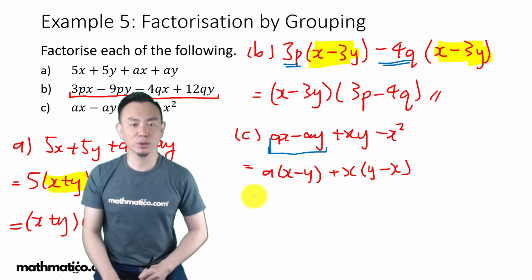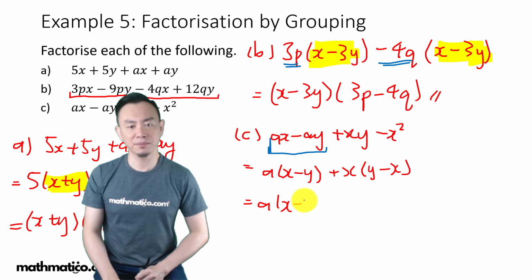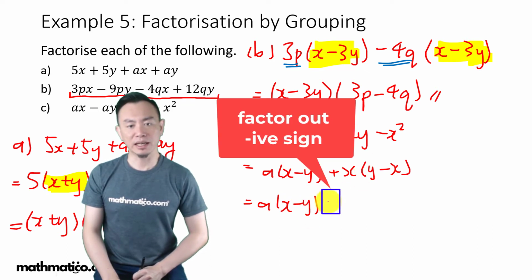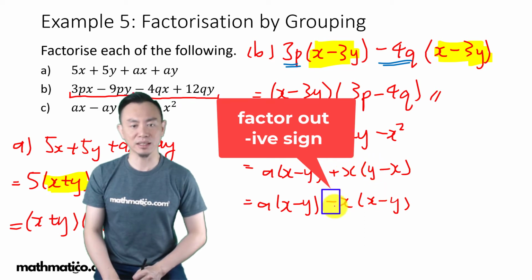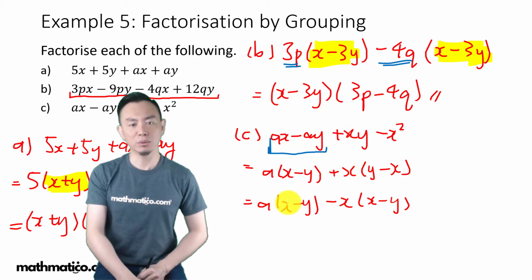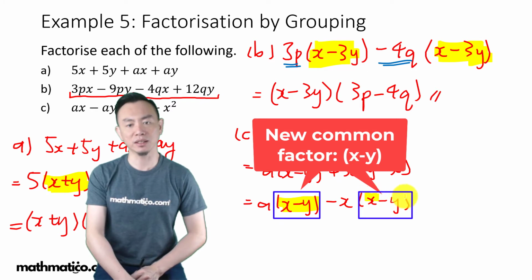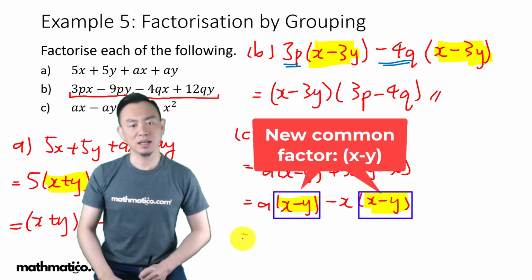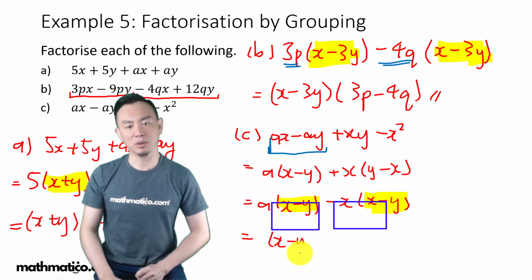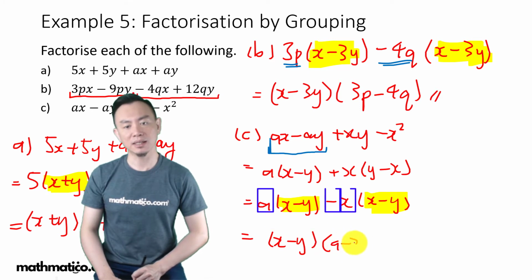So what you do is, if you ever get here, you just factor out the negative sign so that you have negative x, and then these two will swap places. The negative x becomes positive, the y becomes negative, because you factor out the negative sign here. Now we have our new common factor, x minus y, and that's going to be x minus y bracket a minus x.